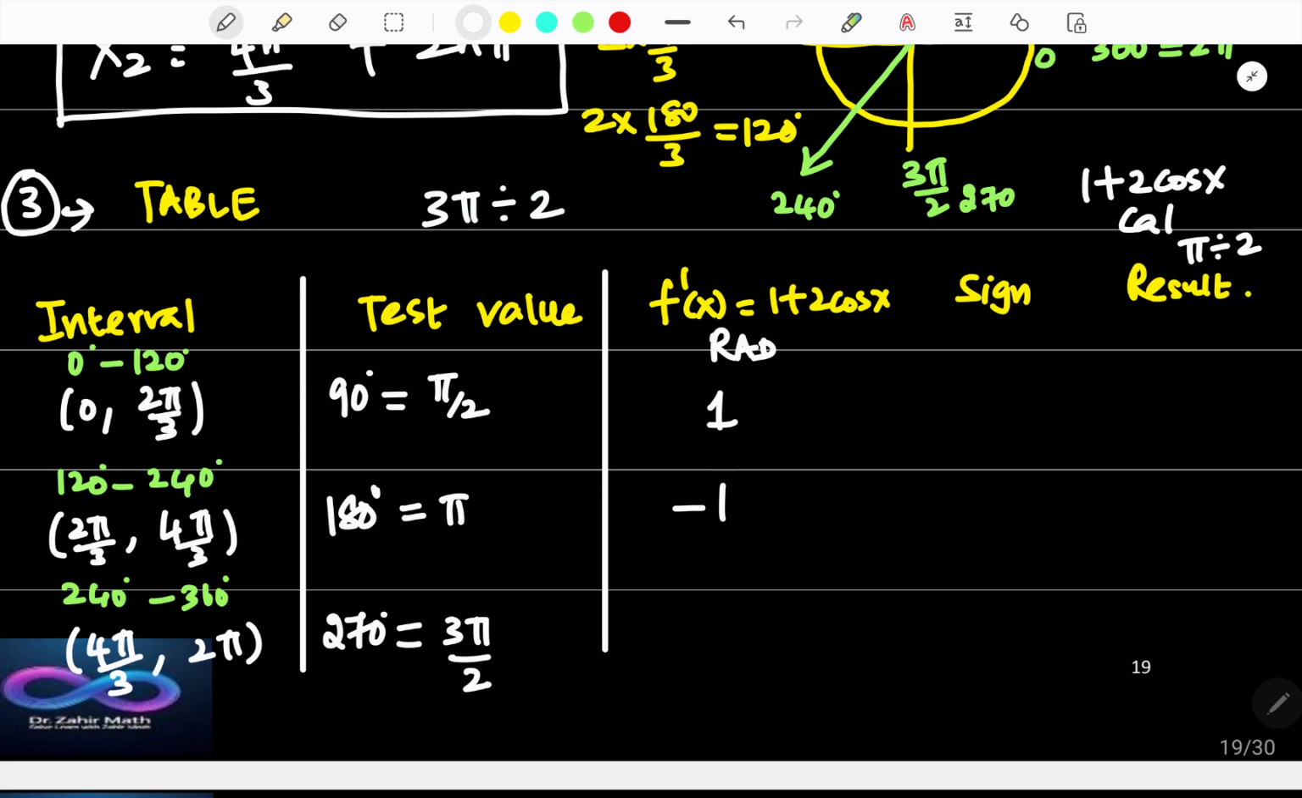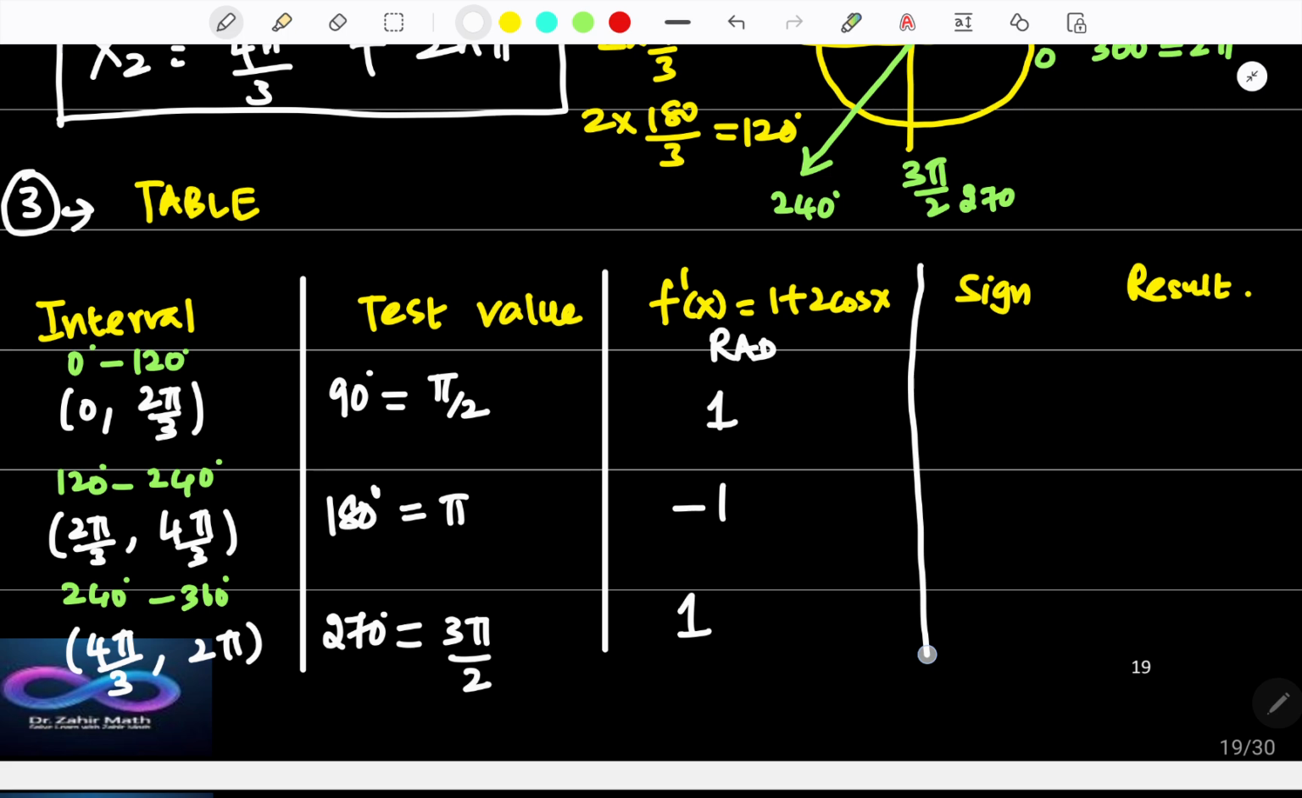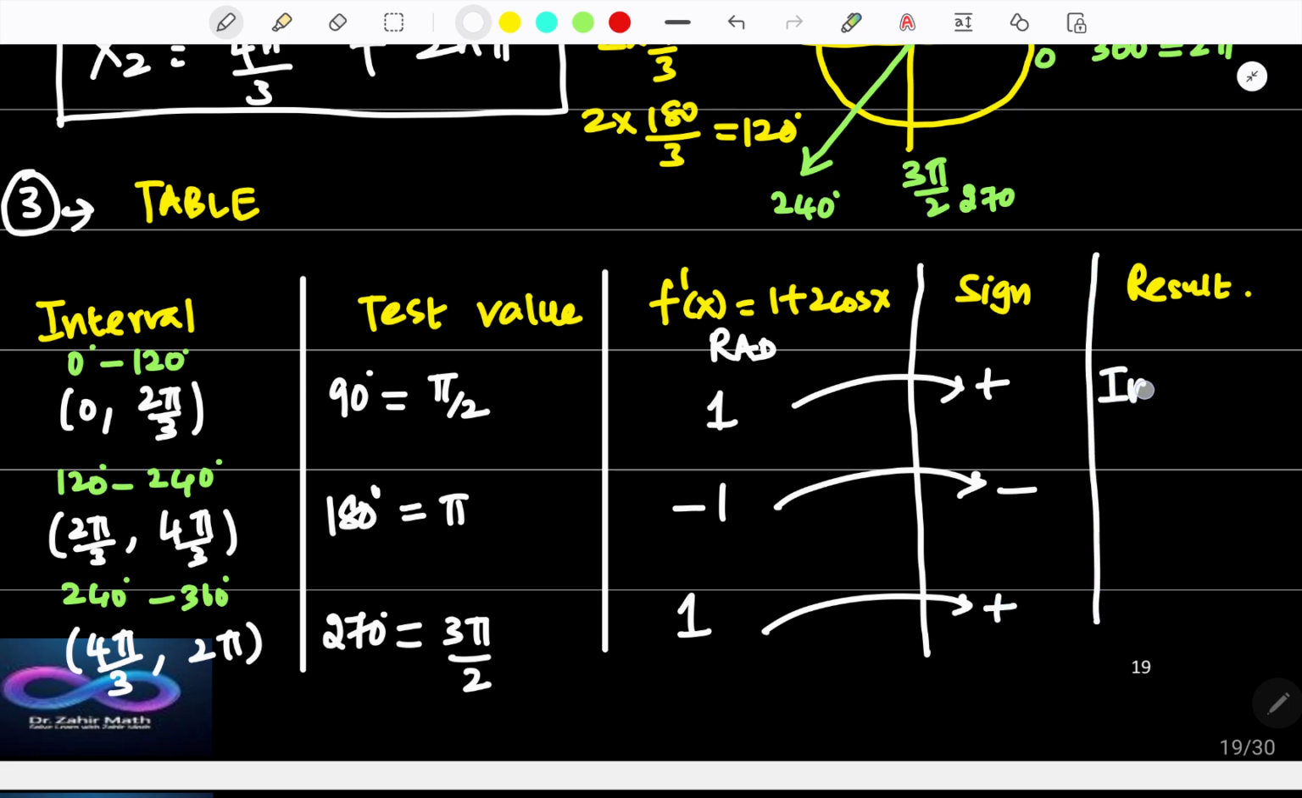Press equal, you will get +1. Directly we are getting this. So this is going to become positive, this is going to become negative, and this is going to become positive. Positive means increasing. Negative means decreasing. Positive means increasing. Okay, everybody? So now, what are maxima and minima?